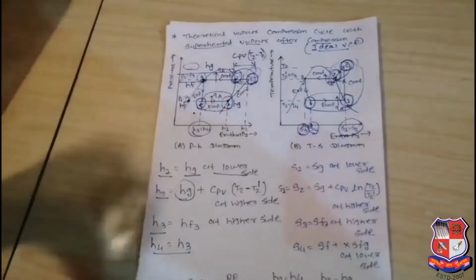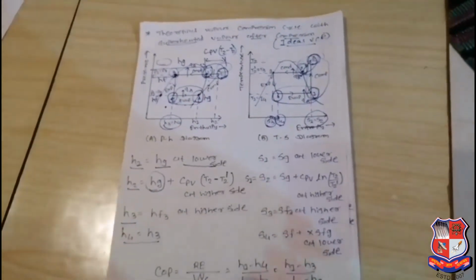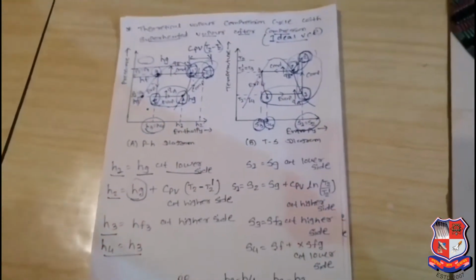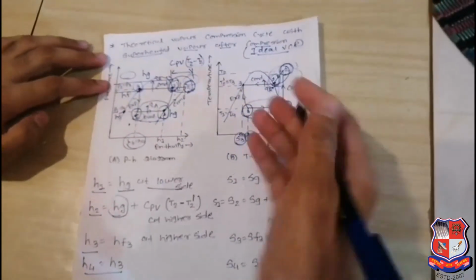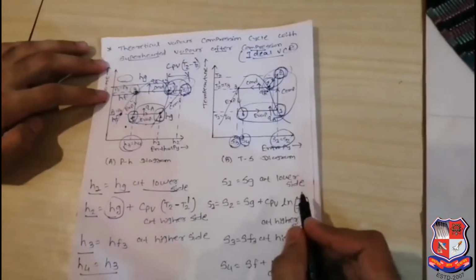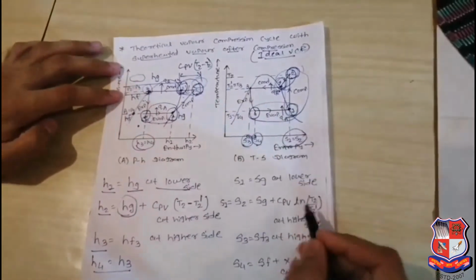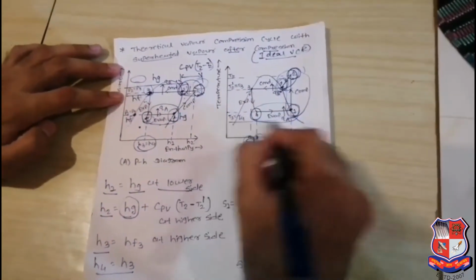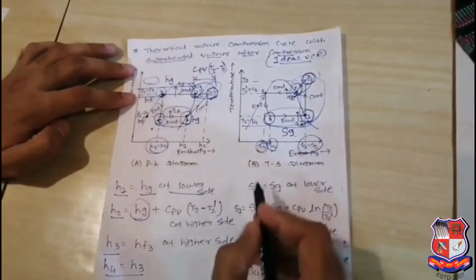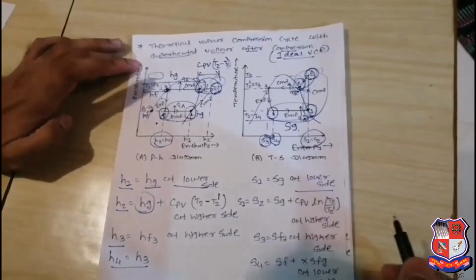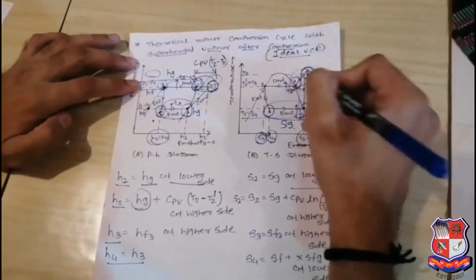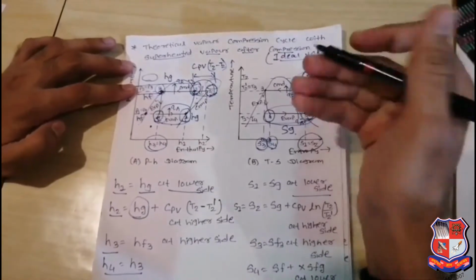Now we are going to discuss the entropy equation. So first the entropy equation, in a similar way to the enthalpy it will be considered. So the first point on your saturation curve, we can directly find out, that will be your Sg, so S1 is equal to Sg at lower side. But the second point is in the superheated region, so how will it be considered? So you can just consider that is our S2 there.